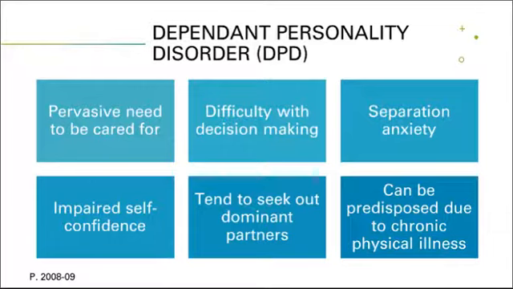Okay. So, dependent personality: pervasive need to be cared for, impaired self-confidence, difficulty with decision-making, separation anxiety, tend to seek out dominant partners, can be predisposed due to chronic physical illness, diagnosed more frequently in women than men, may experience mild impairment in occupational and social relationships because they cannot be independent.